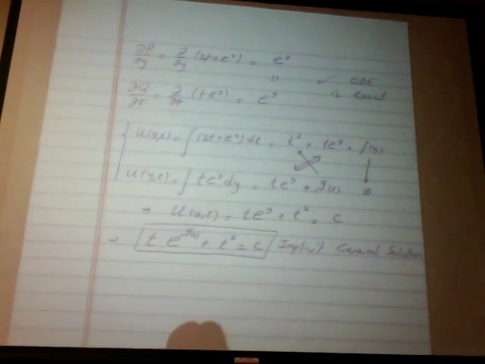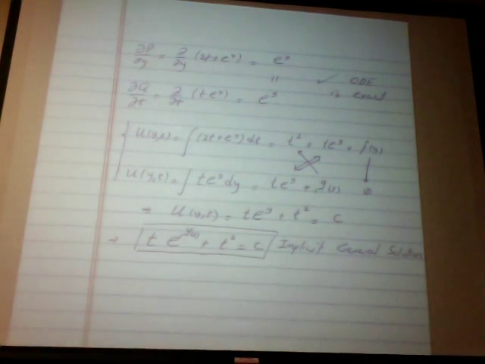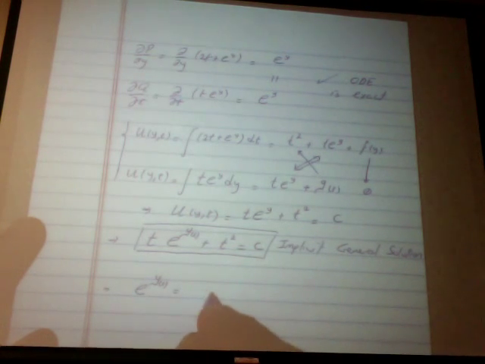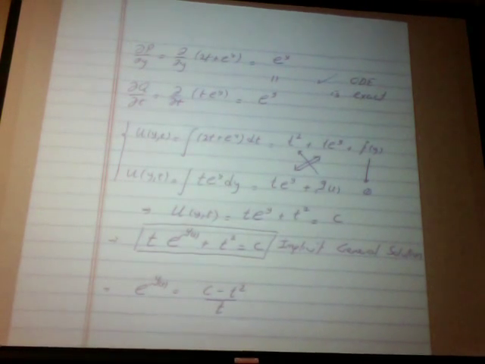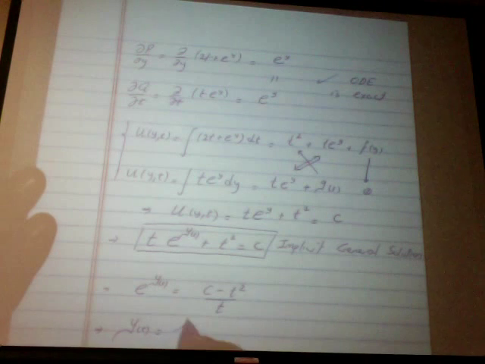It just happens that in this case, I think we can get to an explicit form, right? We can solve for y because it appears only in one of the terms. So it's a good indication that we can attempt to get an explicit answer. So we can say that e to the y is equal to c minus t squared, divided by t. And therefore, y of t is equal to the natural log of c minus t squared divided by t.